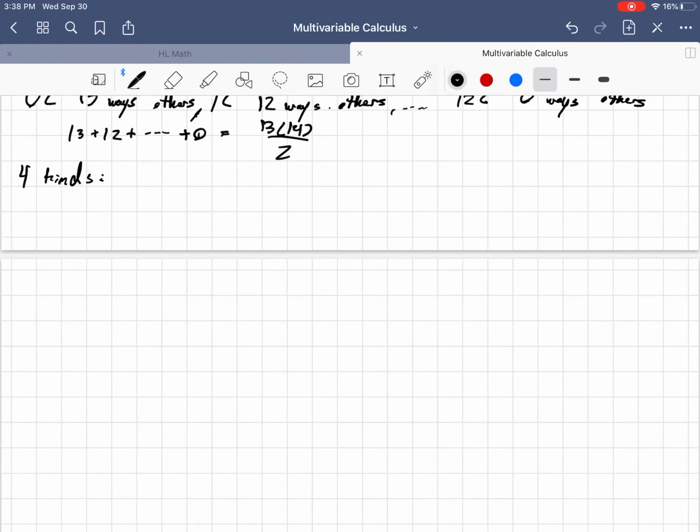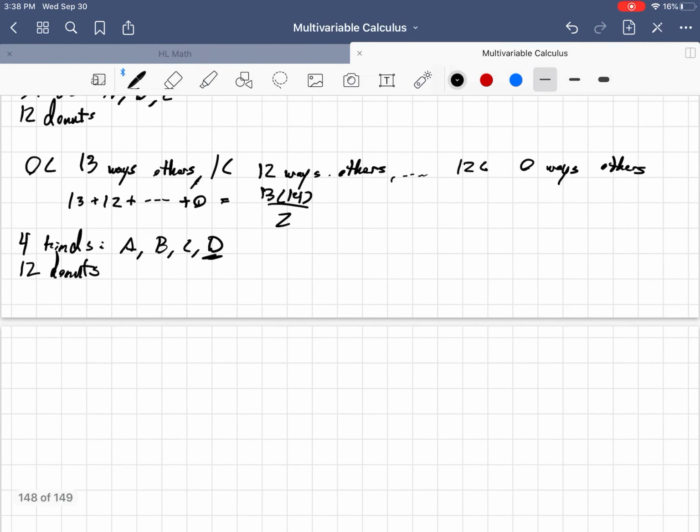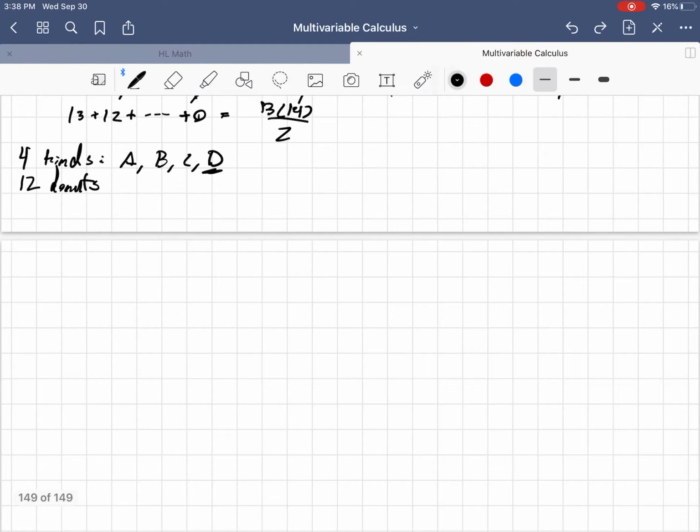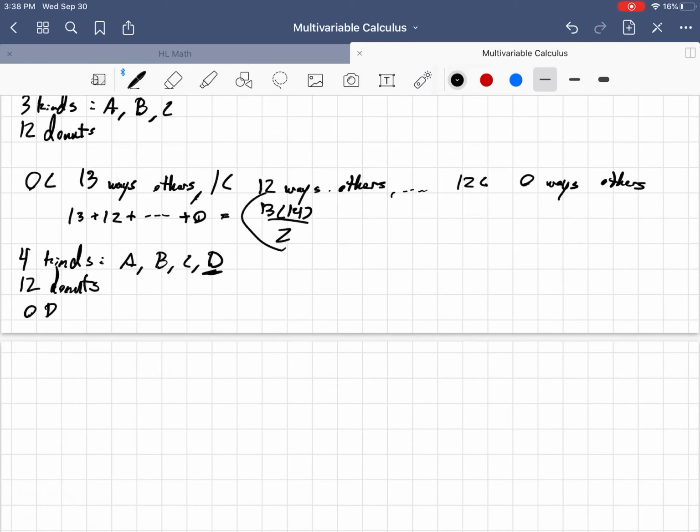So if we have 4 kinds now, A, B, C, and D, and we still want to buy a dozen donuts, how many ways can we buy 12 donuts by purchasing those 4? So let's lock D now, since we have considered the case of A, B, and C from above. So in D, we could say we have 0 D donuts, and that leaves 12 donuts for the other kinds. And from up here, we can buy that in 13 times 14 over 2 ways when there were 12 donuts. In other words, it's the sum of the first n plus 1 counting numbers, where n is the number of donuts.